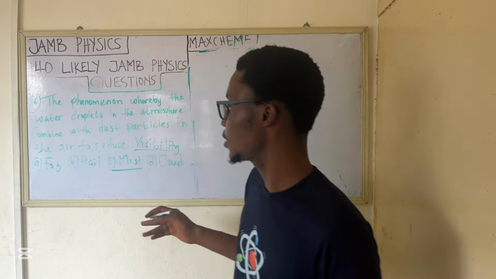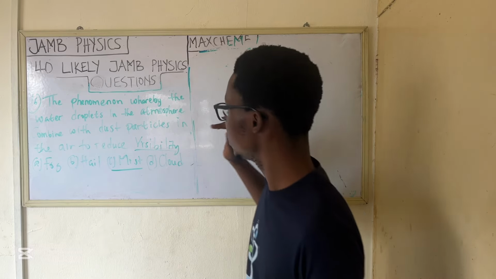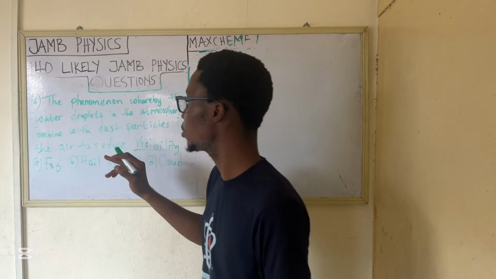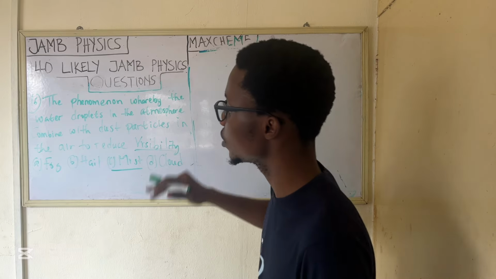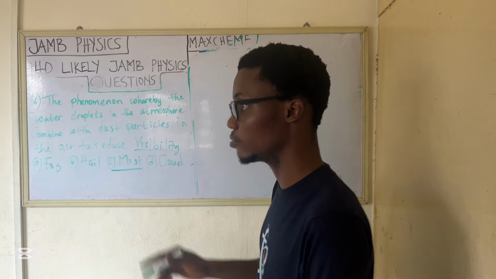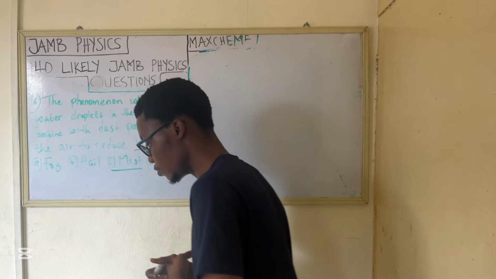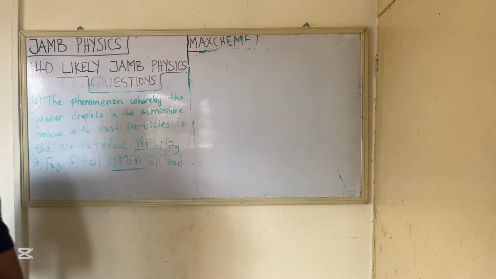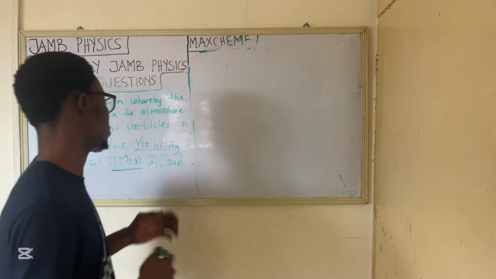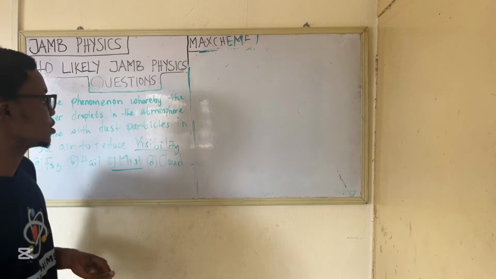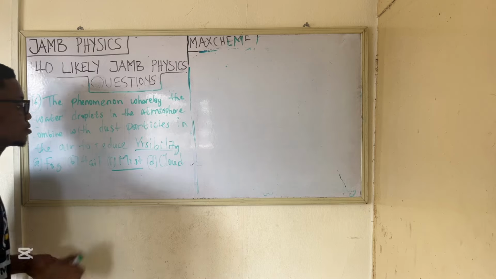So the correct answer here is mist. Mist is a phenomenon whereby the water droplets in the atmosphere combine with the dust particles in the air to reduce visibility. And cloud is precipitation of water molecules. Are you getting it now? That's what we call cloud. So the correct answer here is mist.